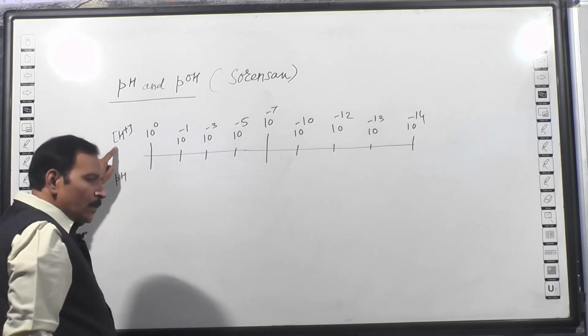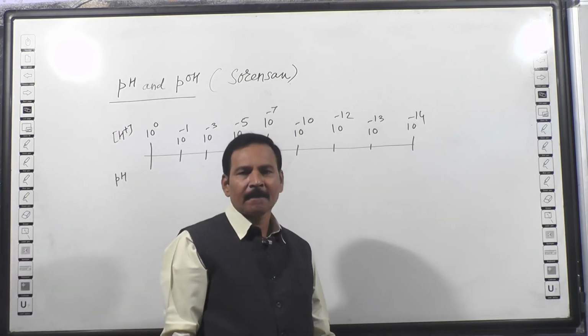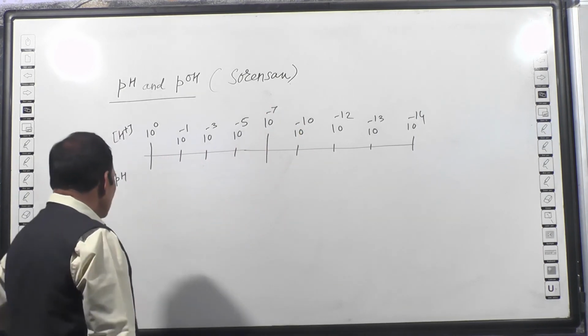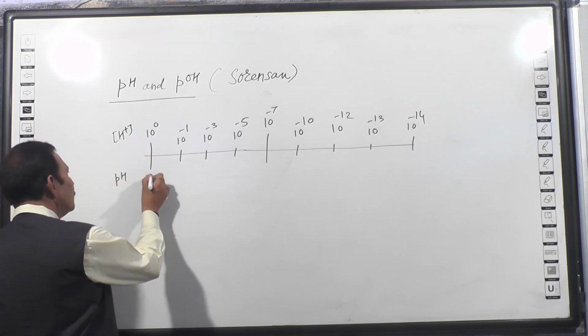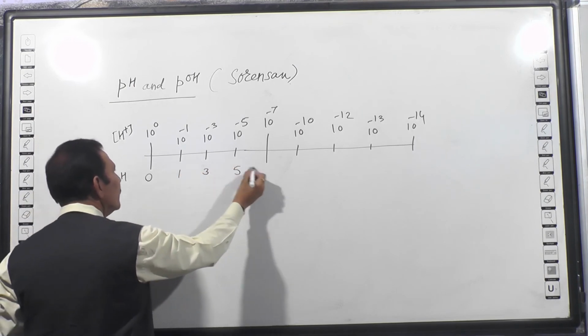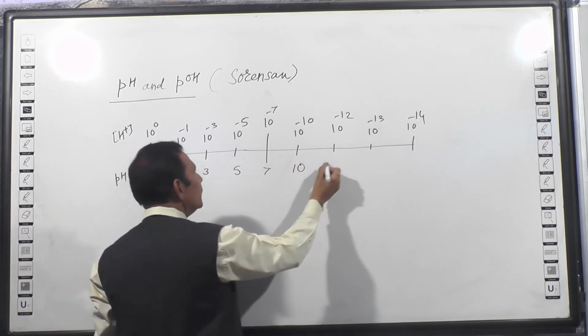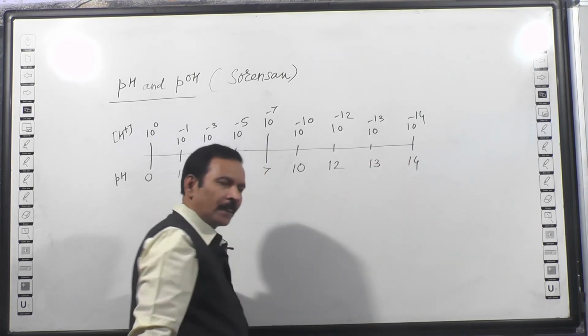In terms of mole per dm cube, the values of H plus ion concentration are written. Now, how the values of pH will be there? If it is 10 to the power 0, it will be 0 mathematically. It will be 1, it will be 3, it will be 5, it will be 7, it will be 10, 12, 13 and 14.